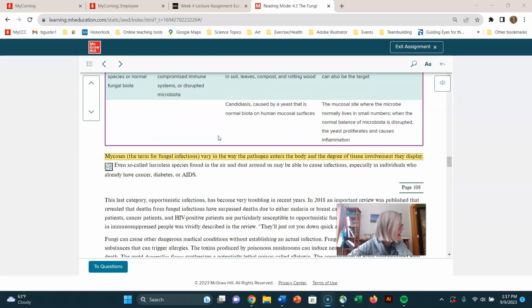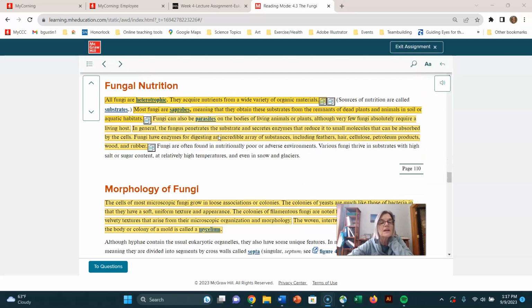I wanted to talk about some unique features of fungal nutrition. So I'm going to go down here. We're talking about how fungi are different from other organisms. Well, they're not autotrophs. They're not able to use photosynthesis because they don't have chlorophyll. They're like us. They're heterotrophs, and they're like most bacteria in that they have to acquire their nutrients from organic matter. And where fungi get their organic matter is frequently from dead and dying materials.